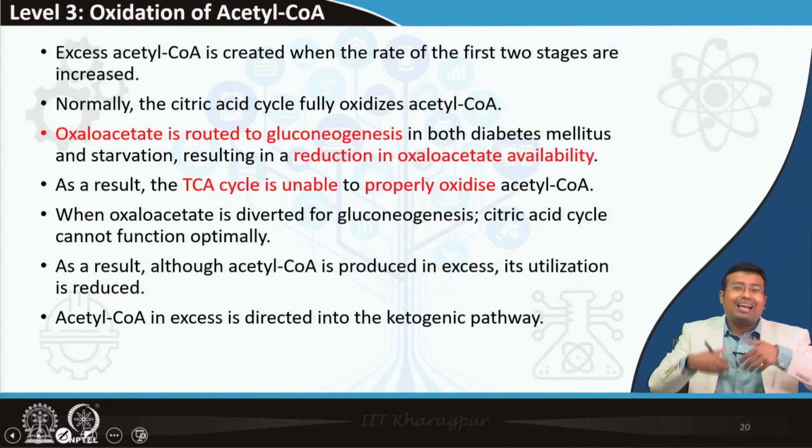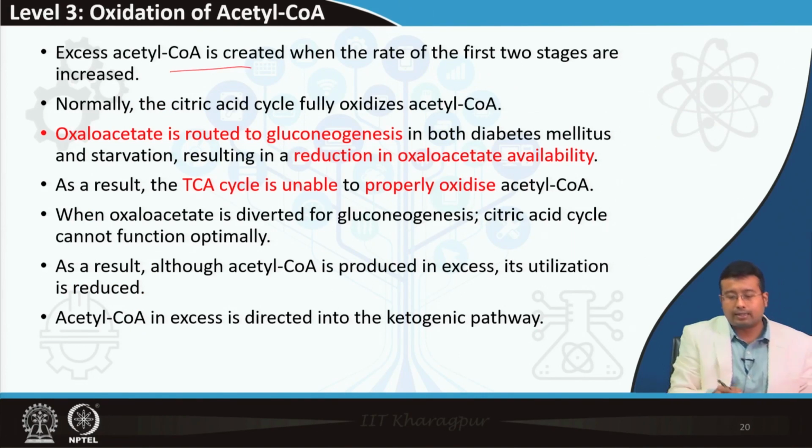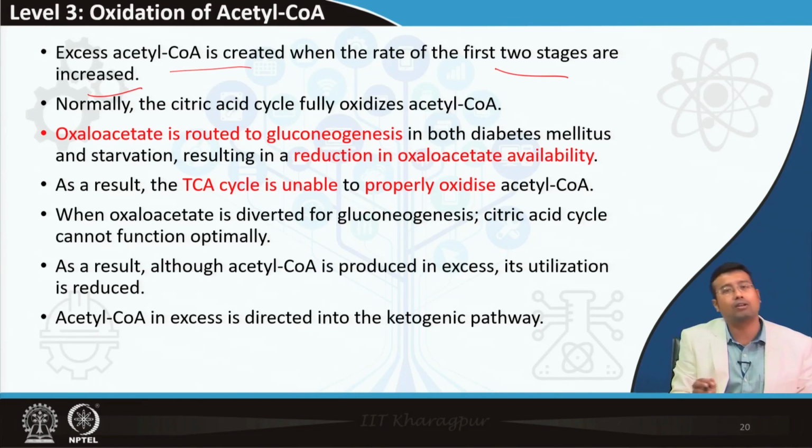So in the last step, what happens? Excess acetyl CoA is created when the first two stages are increased. Now, in a case of starvation or diabetes, oxaloacetate is routed to gluconeogenesis, resulting in reduced oxaloacetate availability.